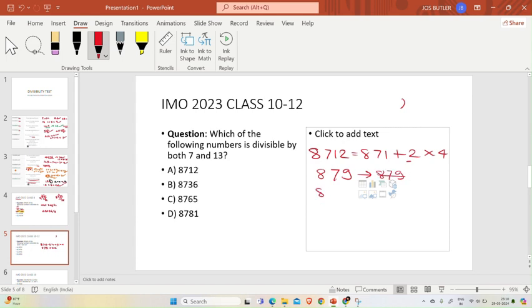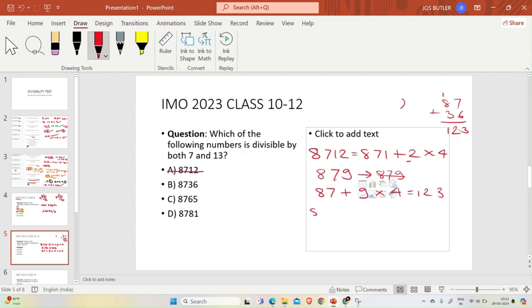So 87 plus 9 into 4. So it becomes 87 plus 36. You have to do this quickly in the rough work. So you get 123. Now is 123 divisible by 13? It is not divisible. So we cancel this option.